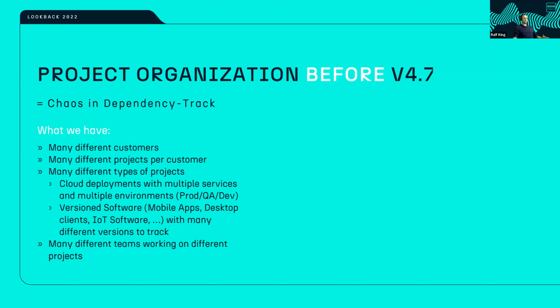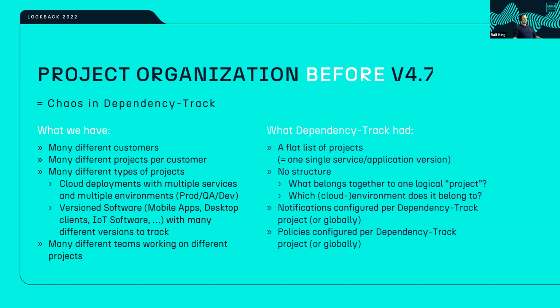So the overview within Dependency-Track was quite difficult, also with different types of projects, with multiple sub-projects, some being versioned a lot, some having multiple environments, and so on. So Dependency-Track offered a flat list of projects back then, having one project version independent, or one project in Dependency-Track being one single service or application version of our development.